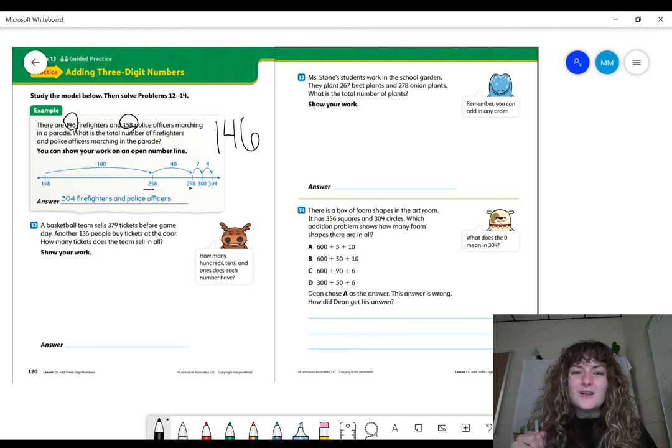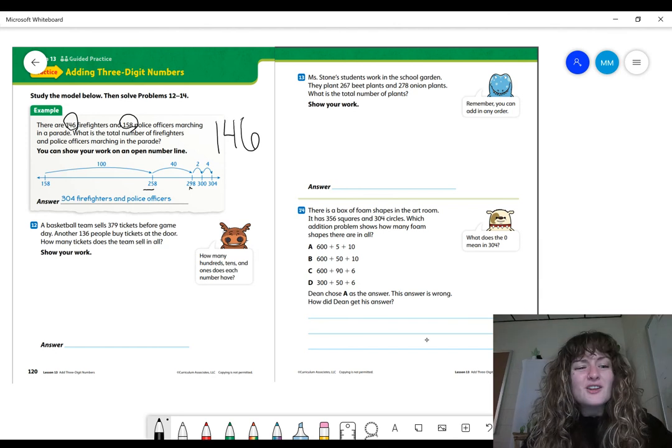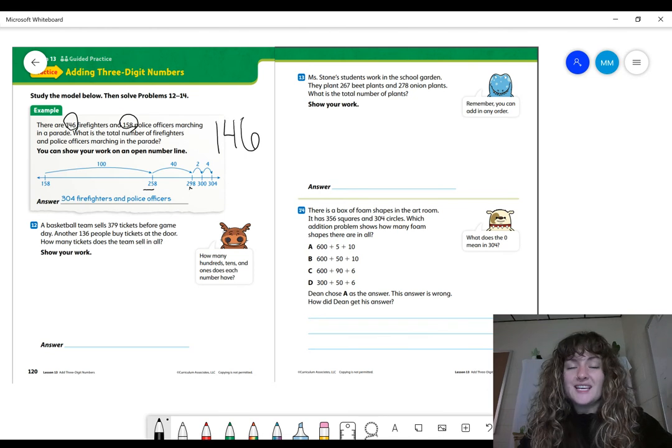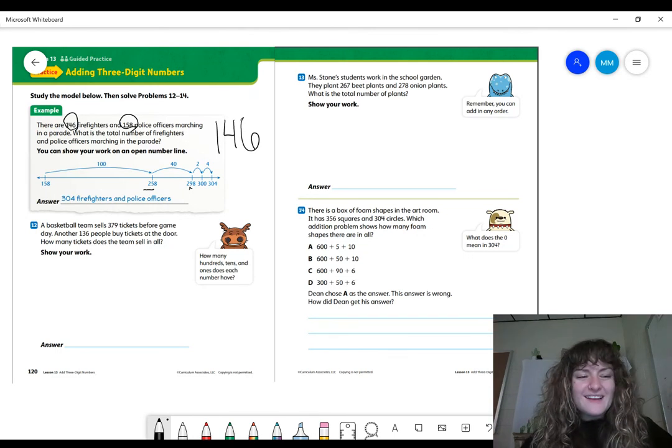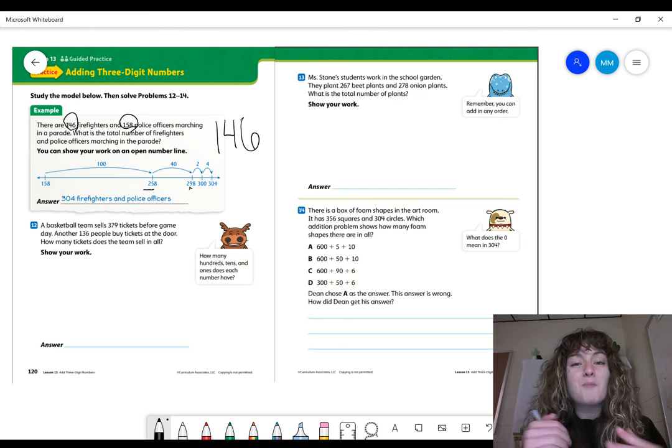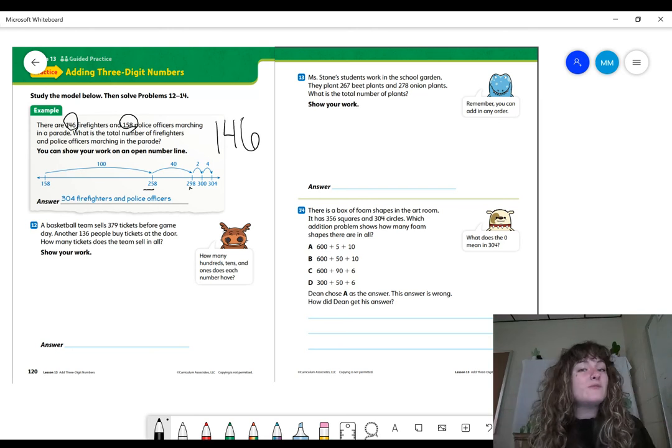So let's do number 12 together. It says a basketball team sells 379 tickets before game day. Another 136 people buy tickets at the door. How many tickets does the team sell in all? It's a word problem, friends. So what are we going to do? We're going to read it again. All right, we're going to circle those important numbers and underline the keywords that tell us what kind of problem we are solving.